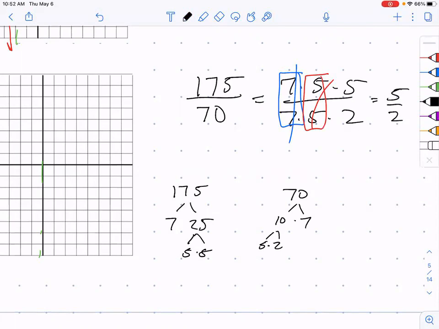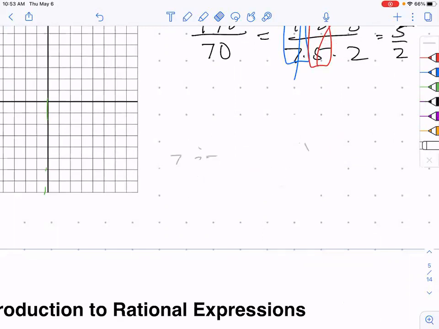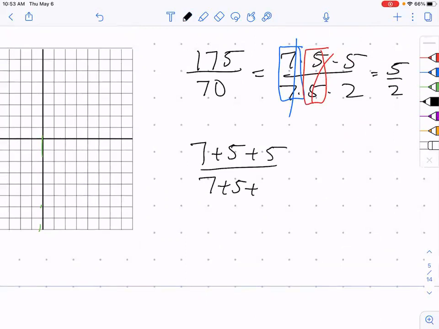I'm going to show you something right now that you're going to look at and you're going to say, well, duh, I wouldn't do that. But when you mix it in with variables, some of you are going to do this. Here's something that looks kind of similar to that, but it means something completely different. 7 plus 5 plus 5 divided by 7 plus 5 plus 2. Same numbers, different operations. Can I cancel the 5s and the 7s? They're added. I can't cancel things that are added. If I did, that would simplify to 5 halves again, wouldn't it?